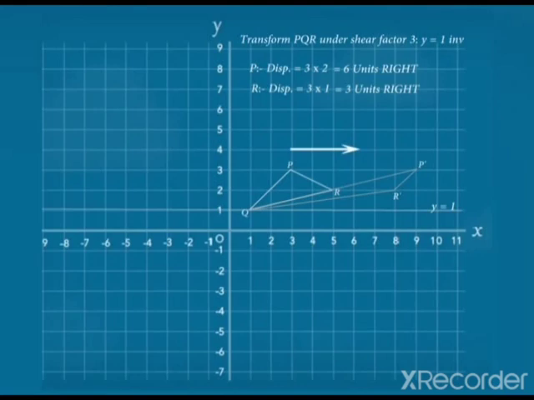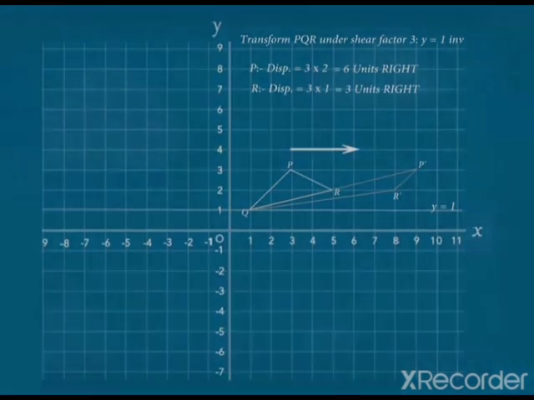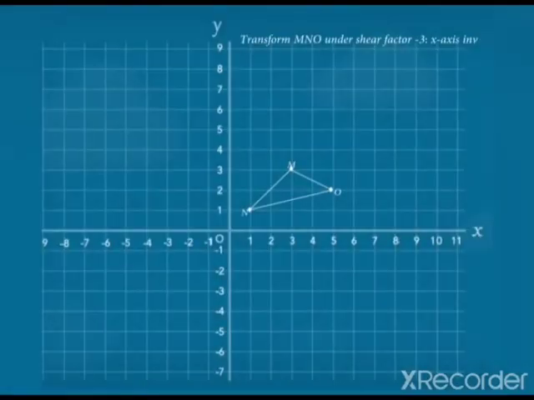What if no point lies on the invariant line? All of the points will be displaced. We have triangle MNO to undergo a shear factor -3 with the line y is equal to 0 invariant. So this time the x-axis is the invariant line.